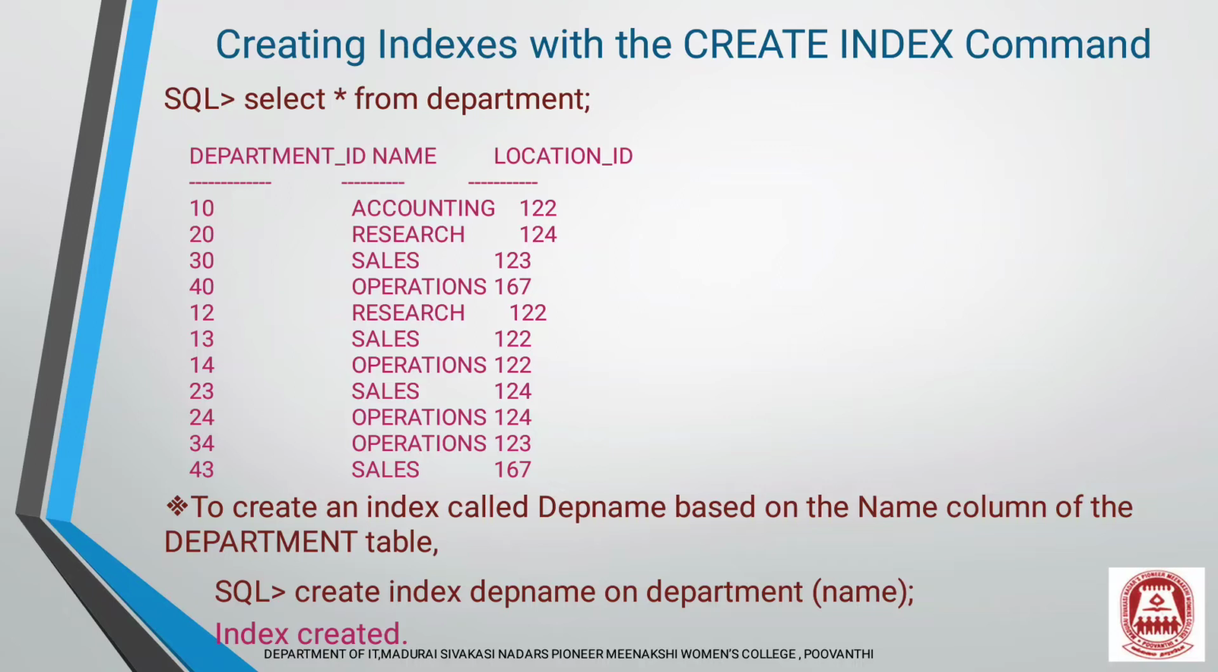So I am going to create an index based on this department table. So this is the command: create index. Index name is DEP name on department. Within that I am going to specify the column name, that is name. That is, I am going to refer to the department name. Now the index is created successfully. Index created.